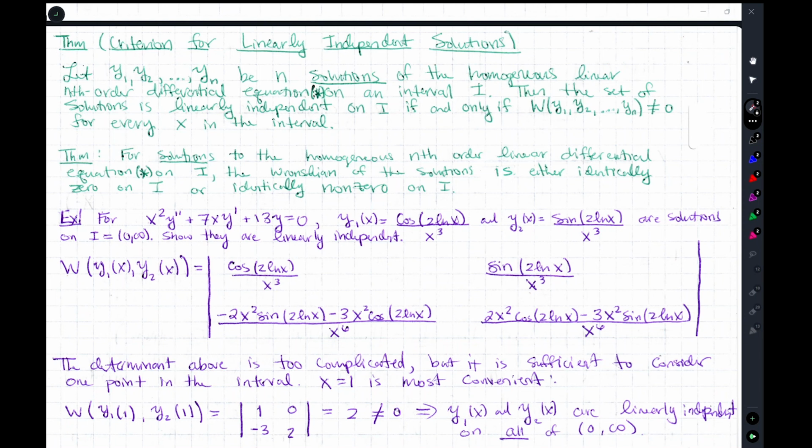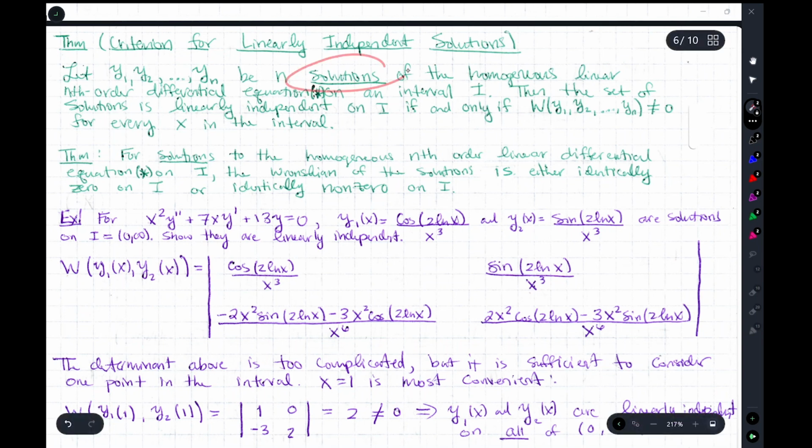Then the set of solutions is linearly independent on I. So those n solutions are linearly independent. And we could review what linear independence means: we basically can't write one in terms of constant multiples and sums of the others. If and only if, so we get an if and only if here. It's not just arbitrary functions, but we get an if and only if the Wronskian of those n solutions is non-zero for every x in the interval.